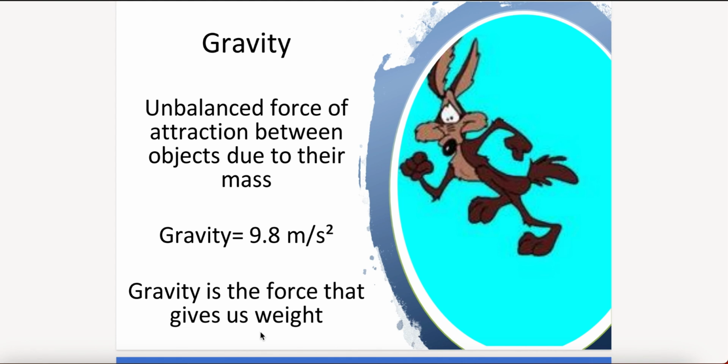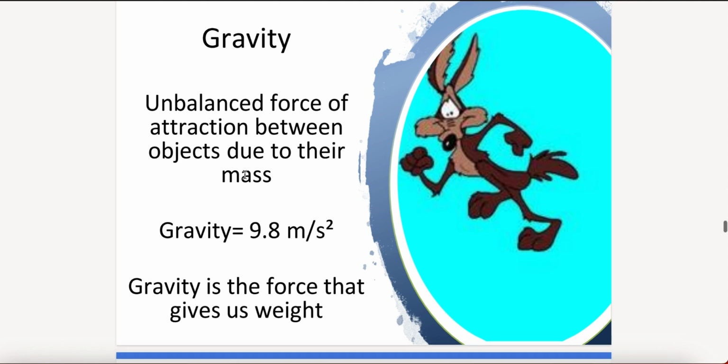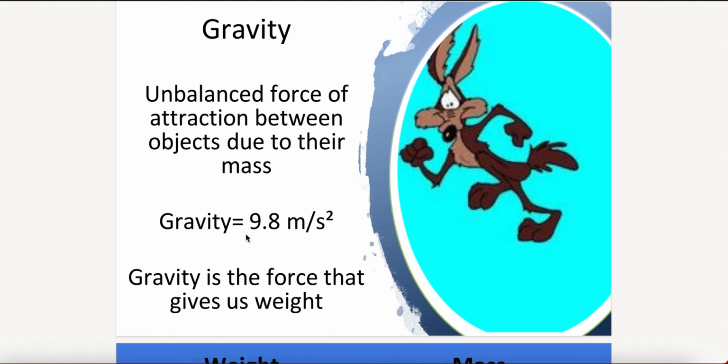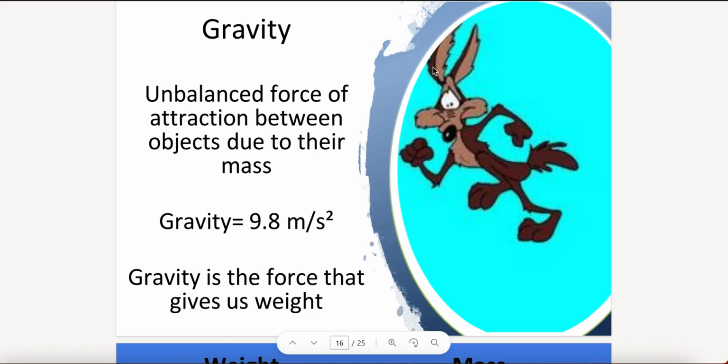In this video, we're going to be talking about gravity. Gravity is the unbalanced force of attraction between objects due to their mass. So the forces are not balanced between the objects due to their mass. Here it says gravity is equal to 9.8 meters per second squared, and weight is the force.